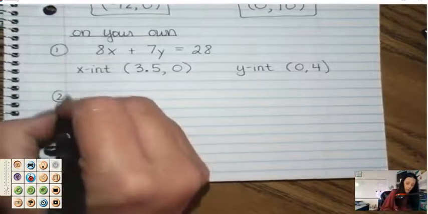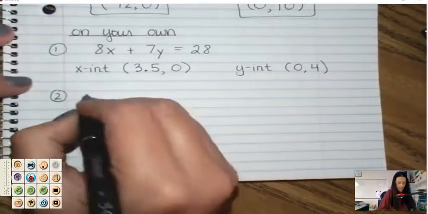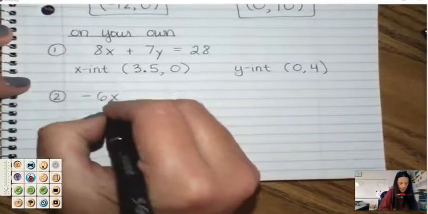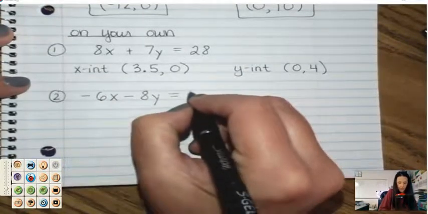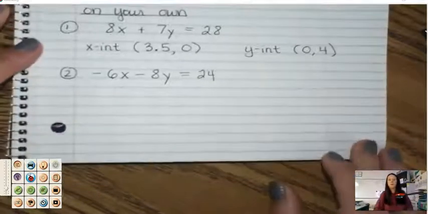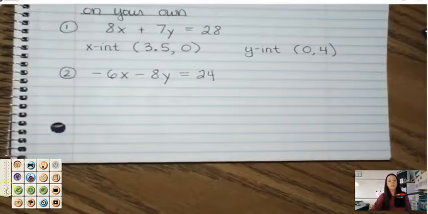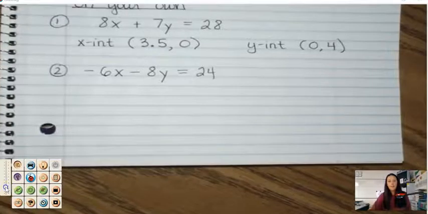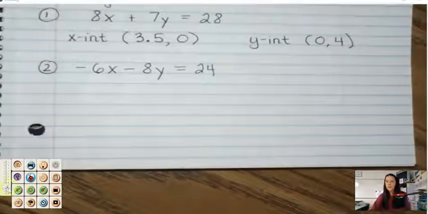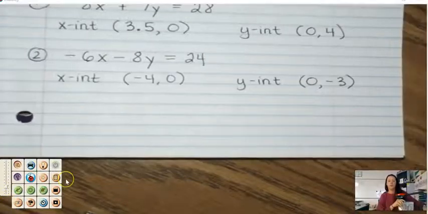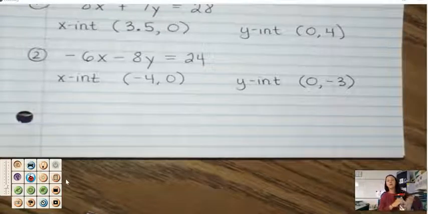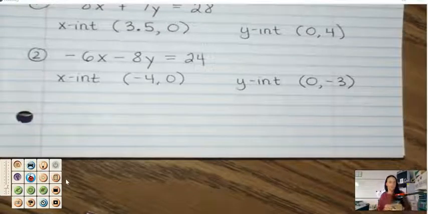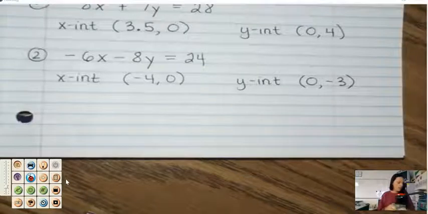Okay, here's another one to do on your own. Negative 6x minus 8y equals 24. Go ahead and figure out what's the x-intercept and the y-intercept. So your x-intercept, make sure you have it written as a point, is negative 4, 0, and your y-intercept was 0, negative 3. Okay, now we're going to move on to word problems.